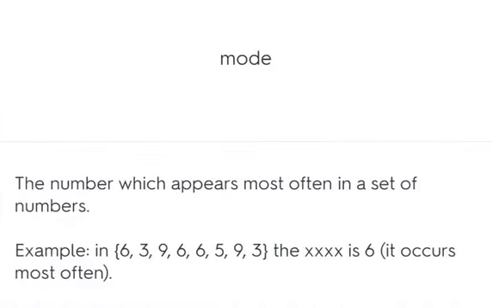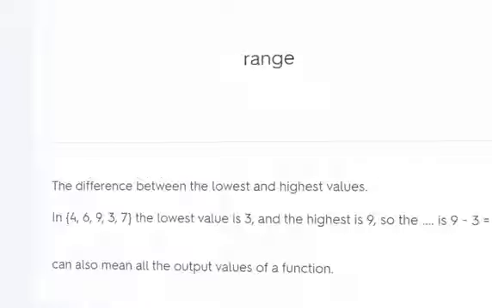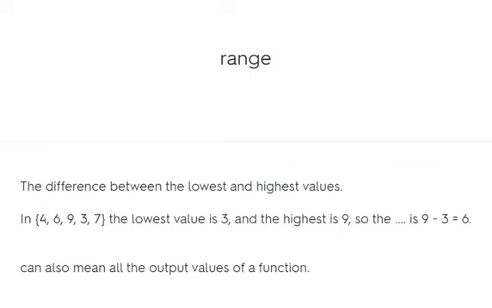Mode: the number which appears most often in a set of numbers. Example, in 6, 3, 9, 6, 6, 5, 9, 3, the mode is 6. Range: the difference between the lowest and highest values. In 4, 6, 9, 3, 7, the lowest value is 3 and the highest is 9, so the range is 9 - 3 equals 6. Range can also mean all the output values of a function.